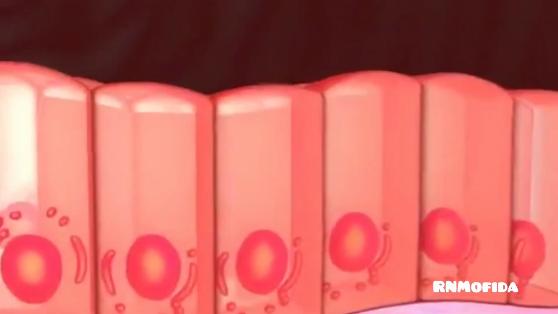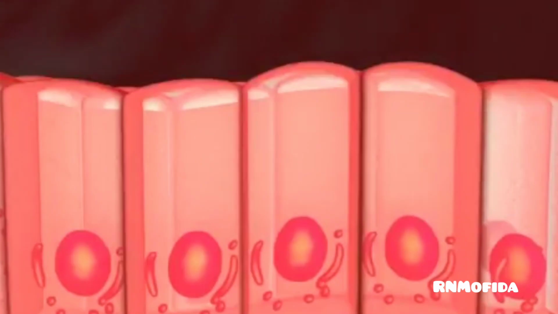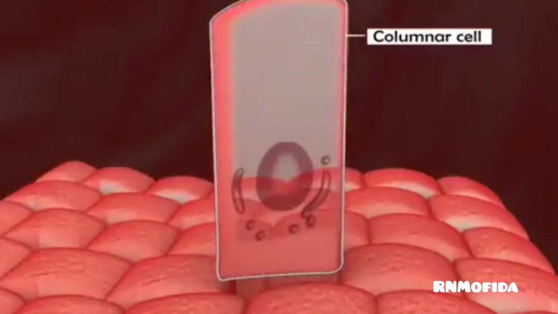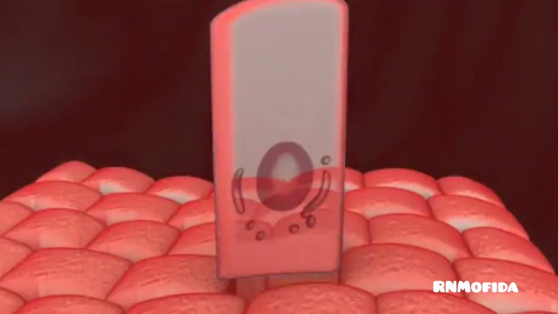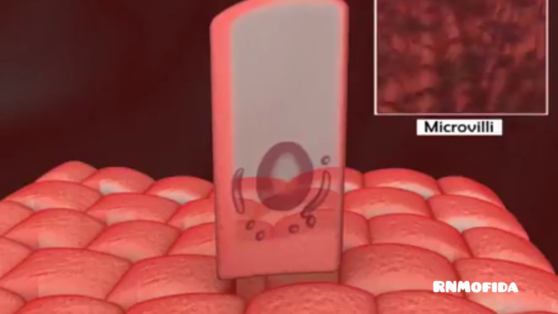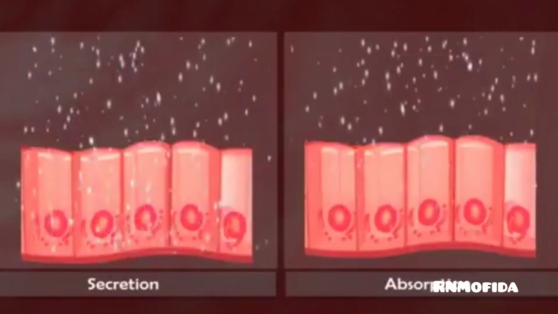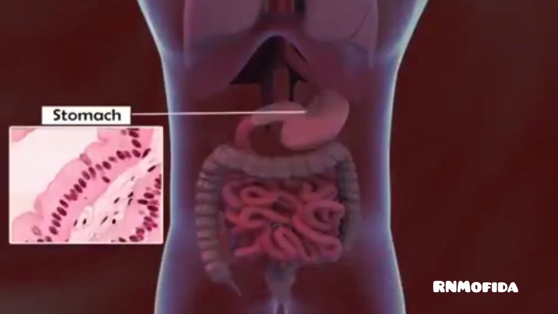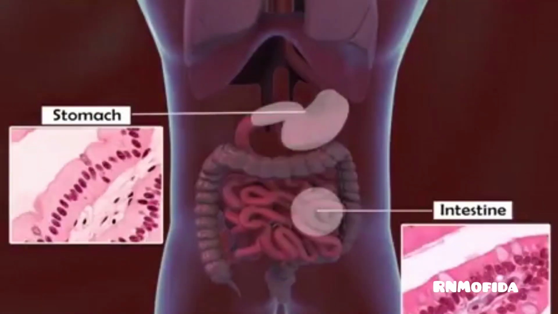Coming to the next, that is columnar epithelium tissue. It is a single layer consisting of rectangular shaped cells resting on the basement membrane with a spherical nucleus present at the base. The surface of columnar cells may have microvilli. Columnar cells help in secretions and absorptions. Thus, these tissues are mainly found in the inner lining of the stomach and intestine.